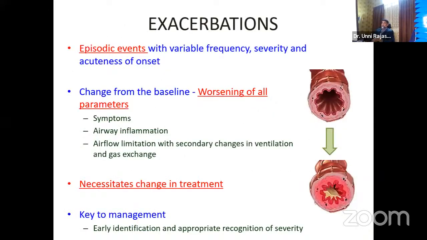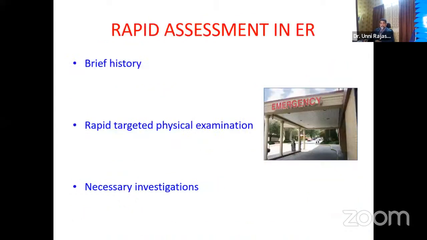So there is episodic evening worsening of all parameters like symptoms and airway inflammation. As you can see in this slide, the airway inflammation and the hypertrophy of the smooth muscles. And the key in management of asthmatic patients is early identification and appropriate recognition of severity. So how will you assess our patient? Rapid assessment in ER is crucial.